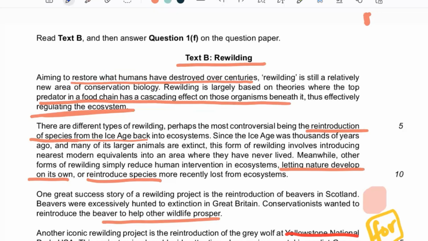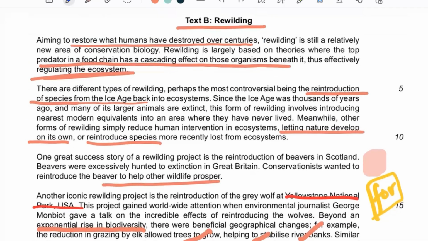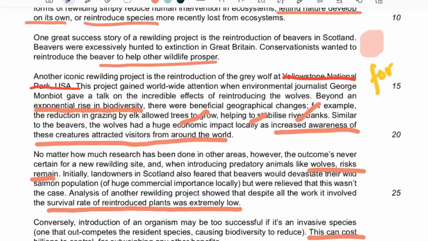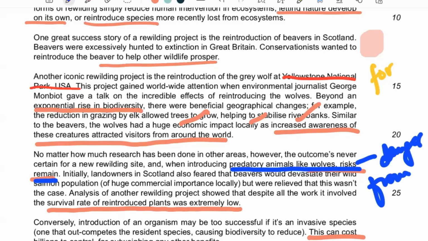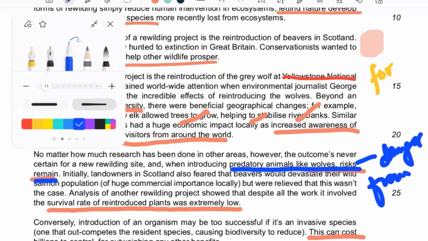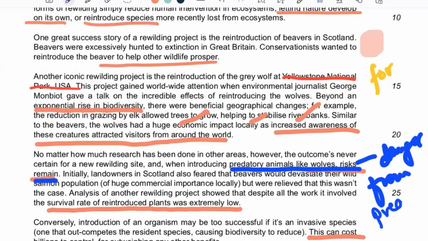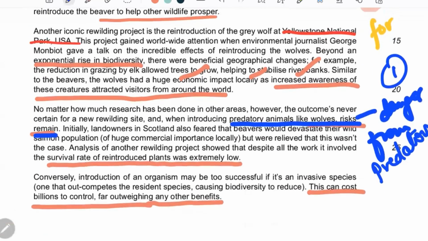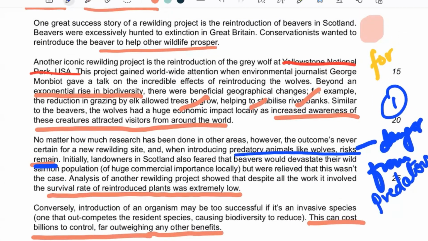So the first one, which is the against, is predator animals like wolves risks remain. This is the first point, which means that there is danger from predators, right? Danger from predators. This is the first point in against. Now the second point is beavers would devastate their wild salmon population. This is the second against point, right?